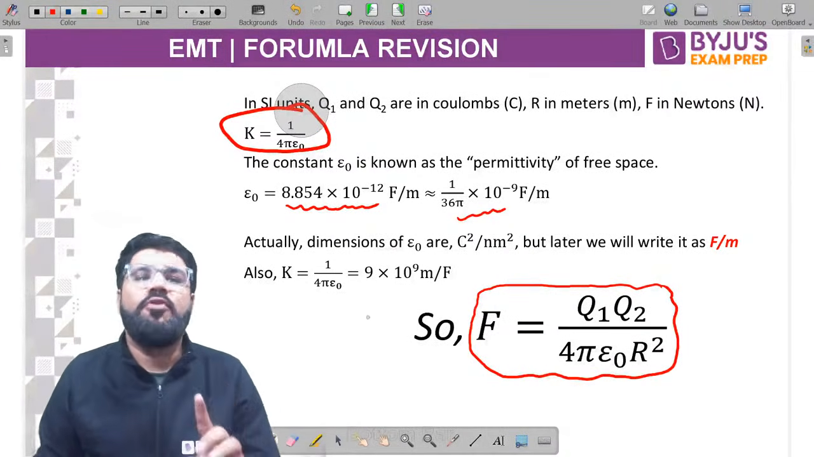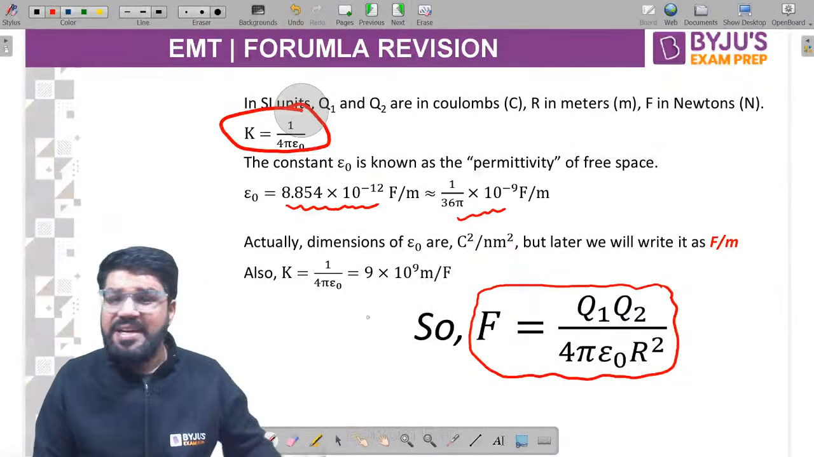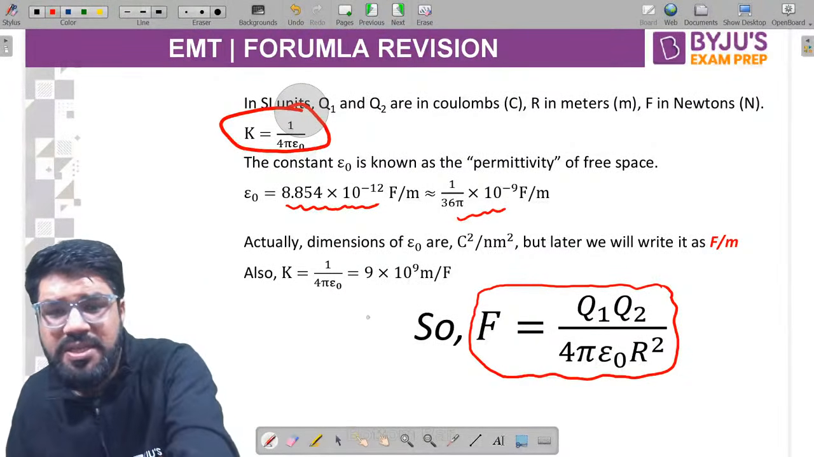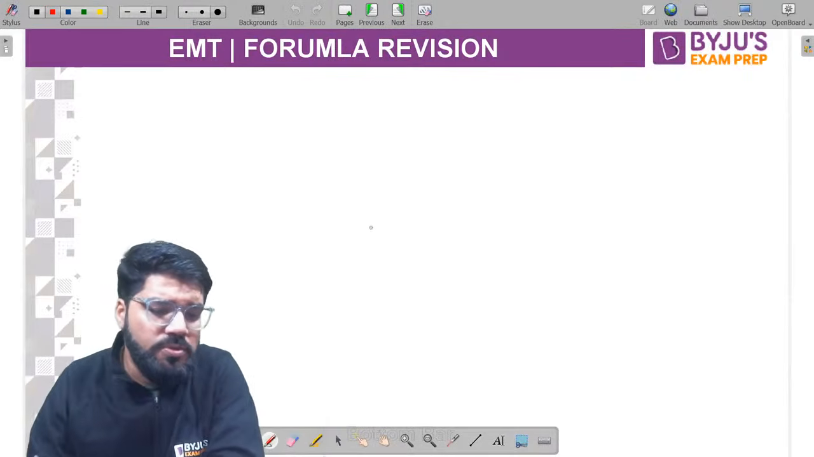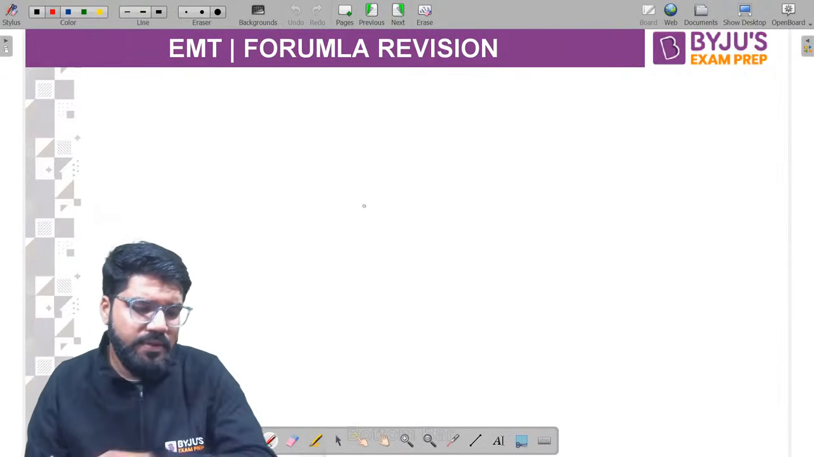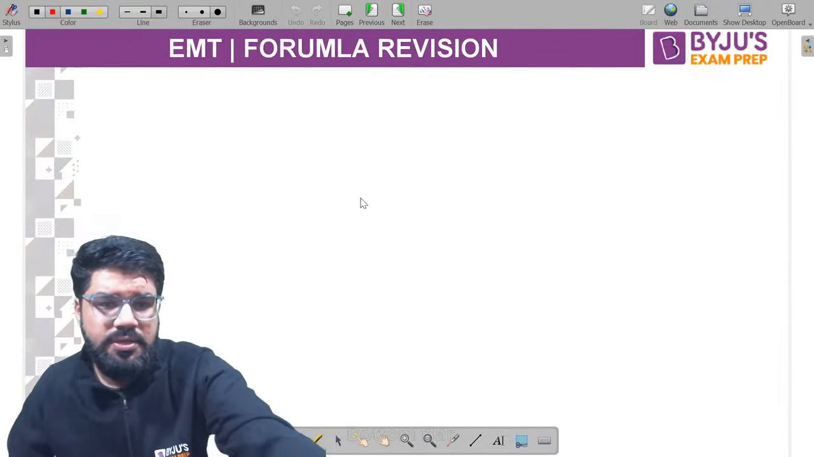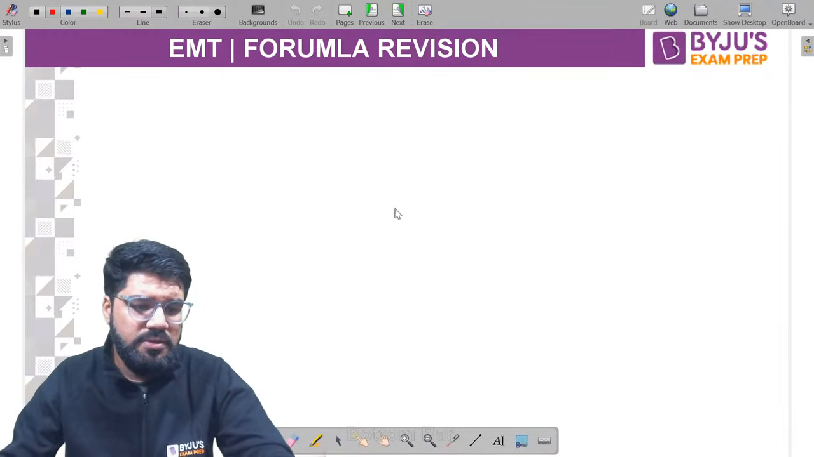But we all know that force is a vector quantity. So what is the final representation of Coulomb's law? This is the first area where questions are expected. So let us understand the final vector form of Coulomb's law. Just a second, guys.